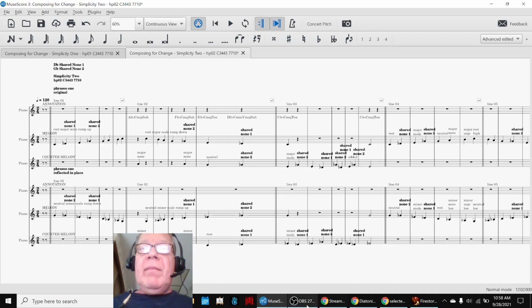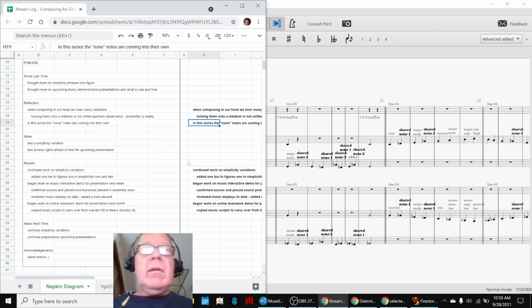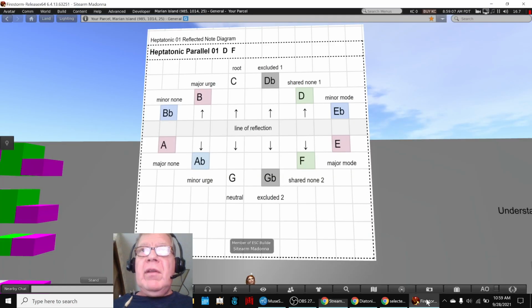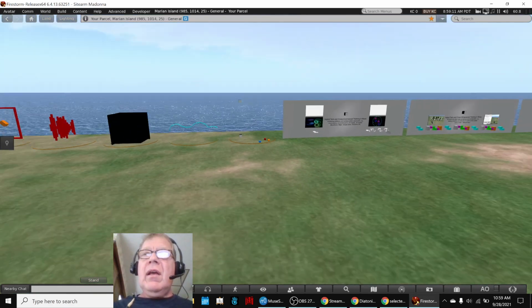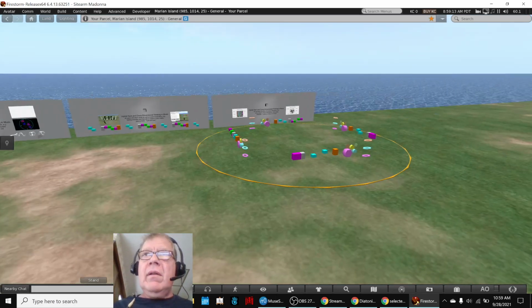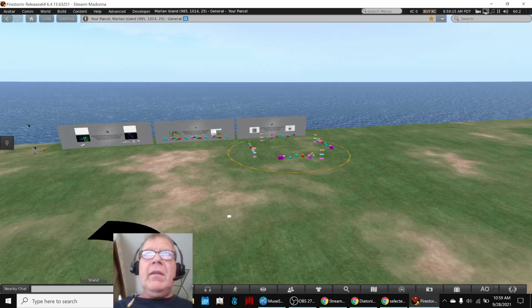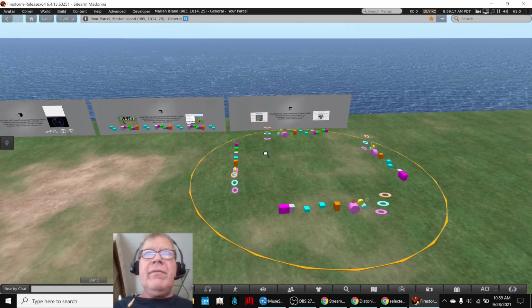In any event, that concludes today's stream. Our ideas for next time are to continue the simplicity variations and preparations for, we have 2 upcoming presentations. One is next week, which is going to be in this virtual world here, which we've done earlier this year. So we kind of have to vary it a bit. We have 15 minutes instead of 40 minutes.